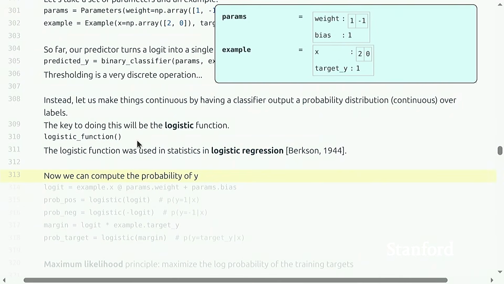Okay, so now we have our logistic function. How do we use it? So remember, we have this predictor. We didn't like how it was outputting just a single prediction. I'm now going to have it output a distribution over classes.